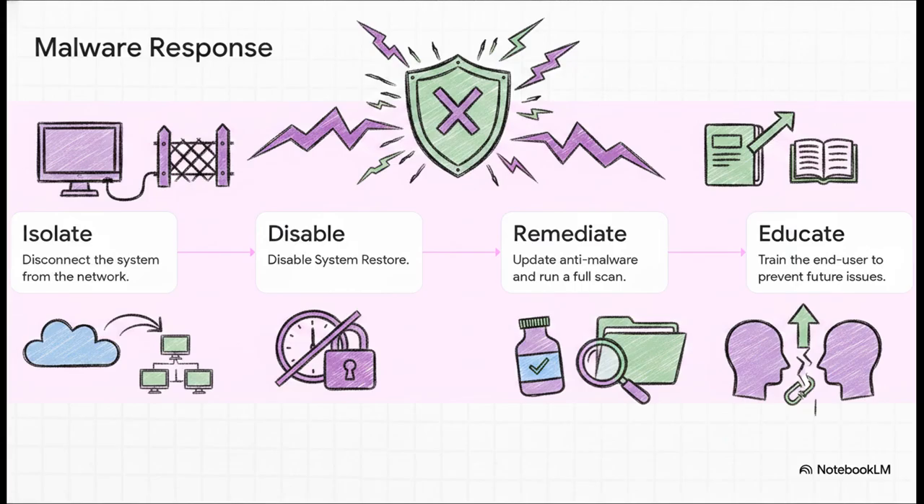The crucial point here, and CompTIA loves testing you on what to do first, is that step 1 is always isolating the infected system from the network. You have to stop the malware from spreading to other machines. Once isolated, step 2 is disabling system restore so the malware can't hide in your backups. Then, remediate by updating your anti-malware and running a full scan. Finally, train and educate the end user so they don't click on that sketchy phishing link again.